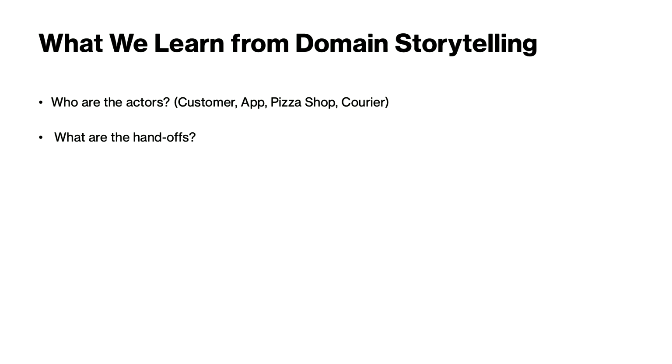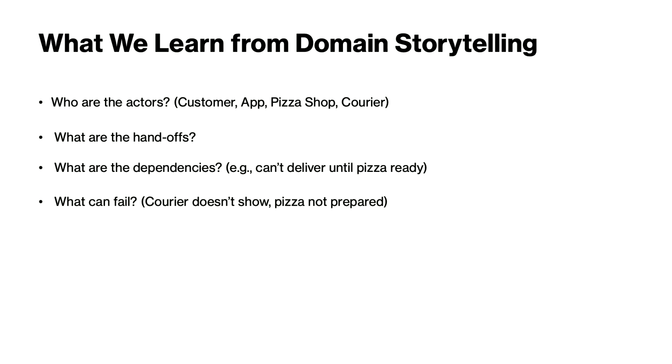Like, so there's obviously a point where we've checked something out, and then there's an order which goes to the restaurant. There's obviously a point at which the pizza's been cooked, and that's handed off to a courier. So we can see those kind of handoffs. That's important to us. And we can think about dependencies, right? We can't deliver a pizza until it's been cooked. And we can also think about failure.